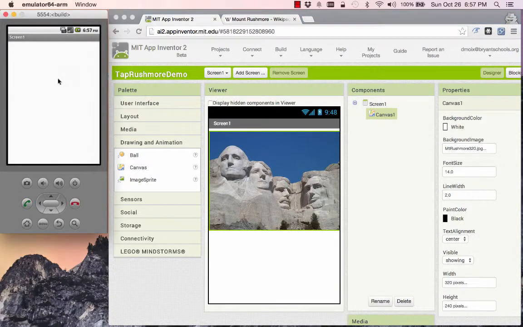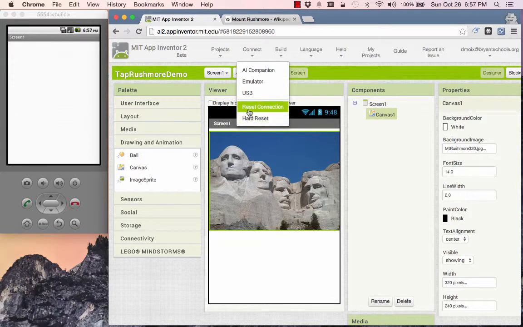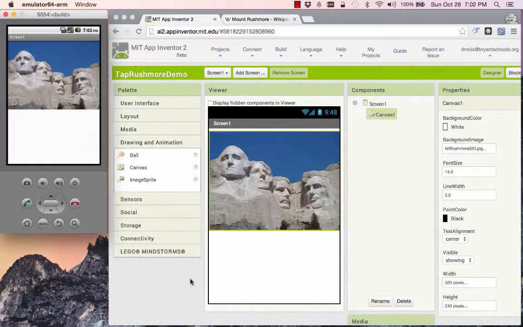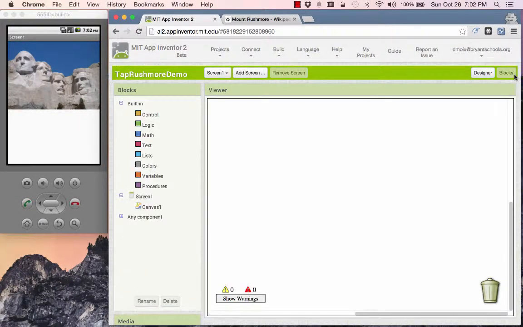We should see that update in the emulator. Let's reset our connection. And there we see our Mount Rushmore photo in the emulator. So we're going to be handling clicks on the canvas. And if I were to click over here, that would be transmitting the coordinate of my click to the screen. I'm going to switch over to my blocks editor and show you how we receive that.